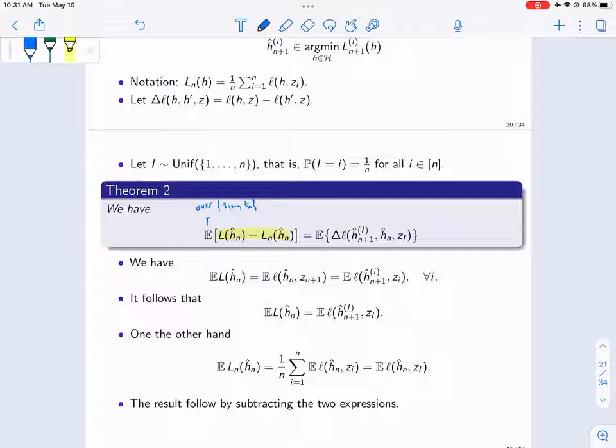So randomly pick one of the data points and switch it with a new data point. That would be this estimator. And then the original estimator, the difference in loss at that random data point that you switch out, the expectation of this. So this is the expectation over all the randomness, over z1 up to zn and z_{n+1} and i. This guy doesn't depend on zi, right? Zi is switched out, this depends on it.